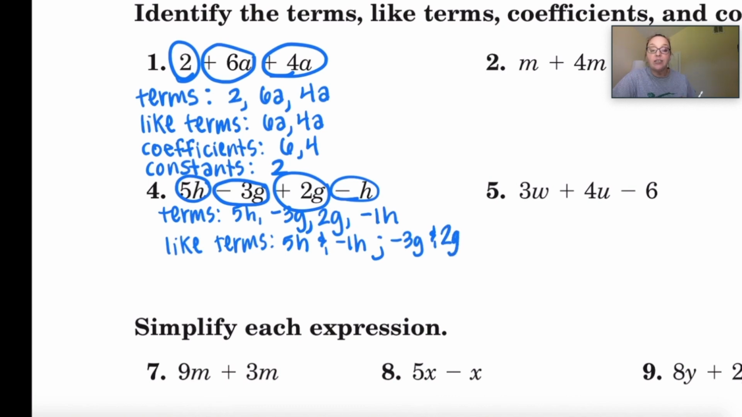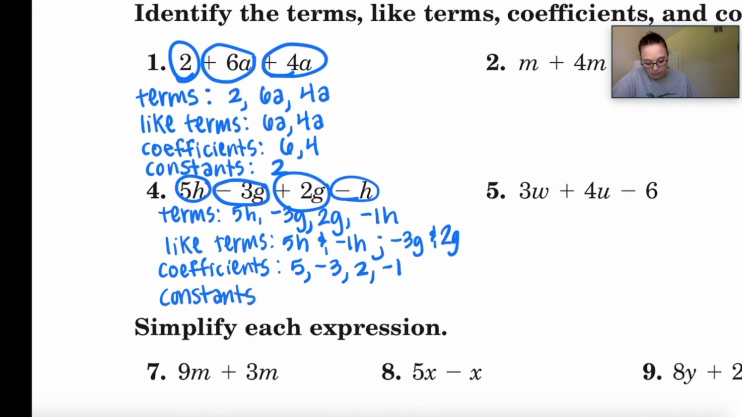Okay, now we're going to identify the coefficients. And again, those are the numbers that are hooked on, if you will, to my variables. So 5 is a coefficient, negative 3 is a coefficient, not 3, but negative 3, positive 2, and negative 1. And then lastly, constants. The constants would be the terms that do not have variables hooked on to them. I do not have any constants here, so I'm going to write the word none.